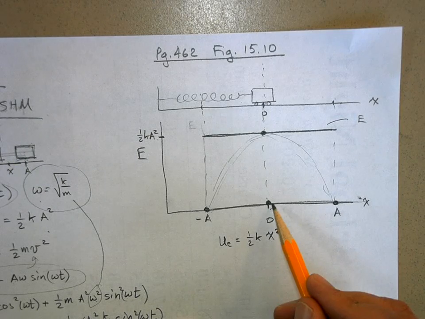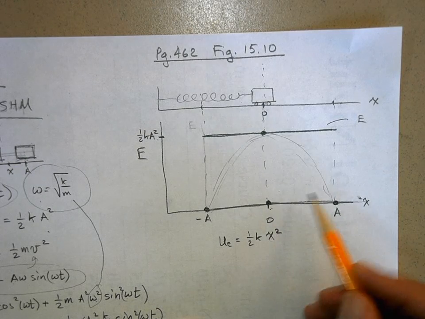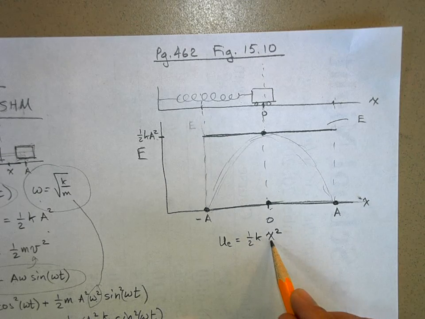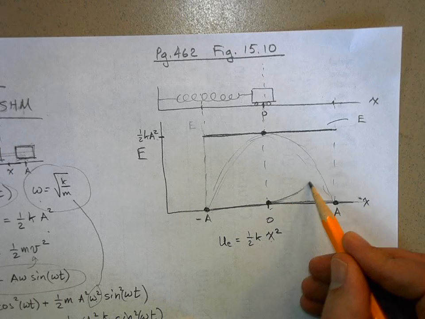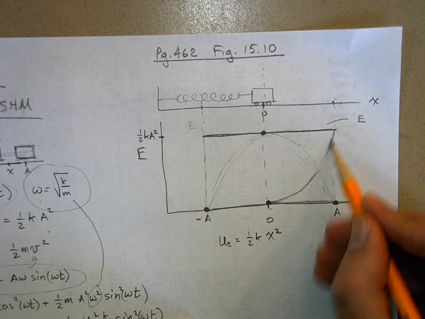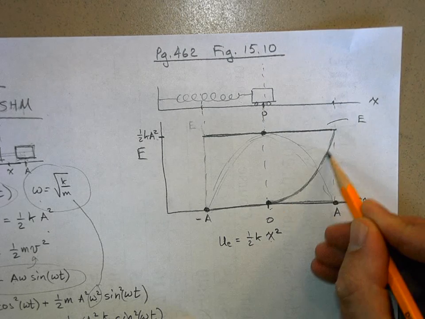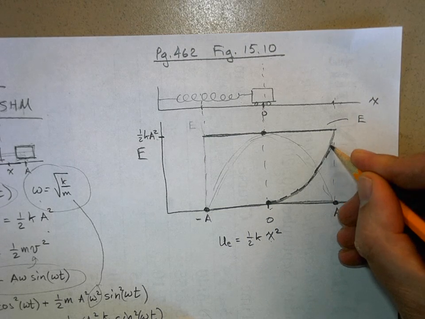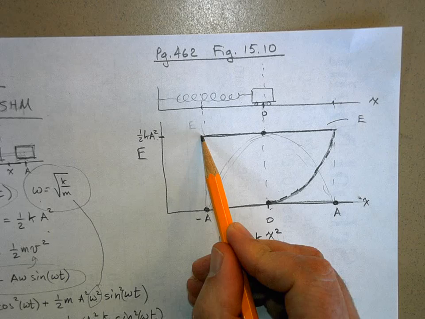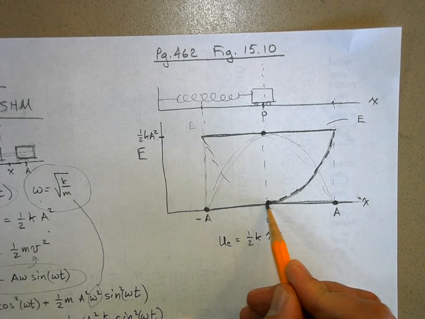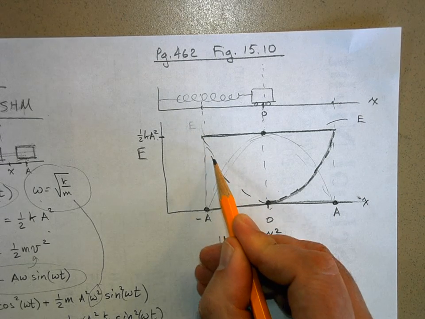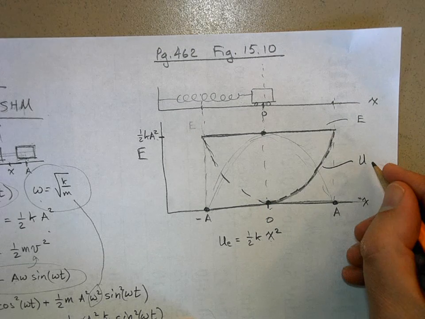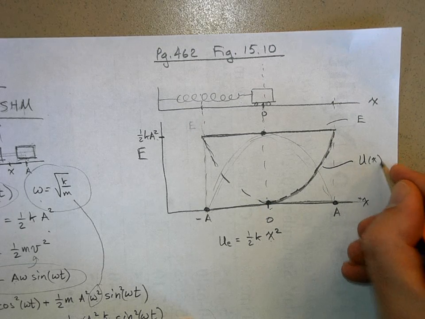Now, here is 1/2 kx squared, the potential energy function. So that's going to be a parabola like this, isn't it? Let me make it a kind of thick. Well, I'm going to show you that here in a second. So this right here is U, potential energy as a function of x.